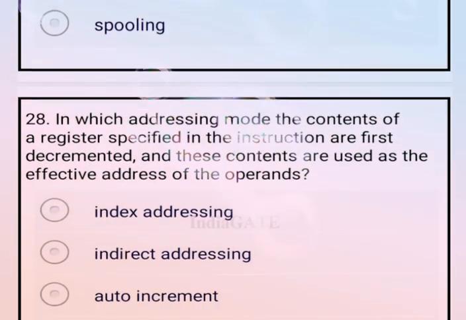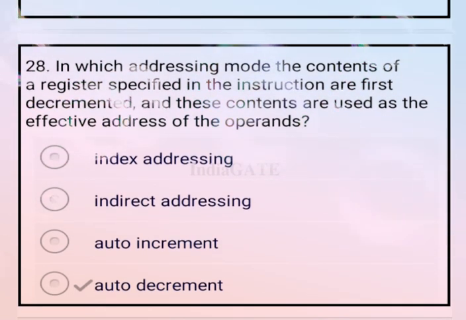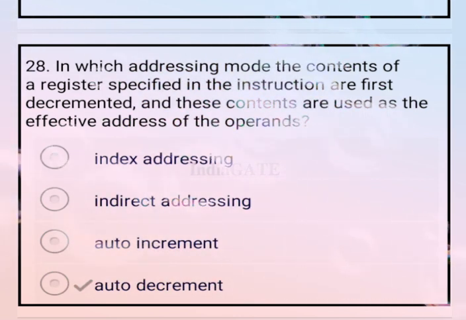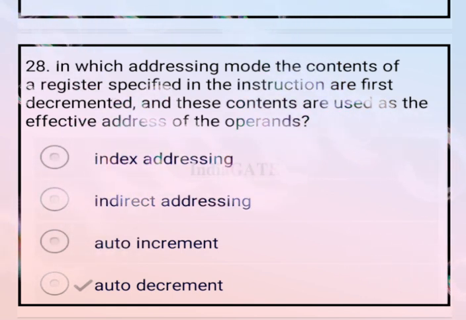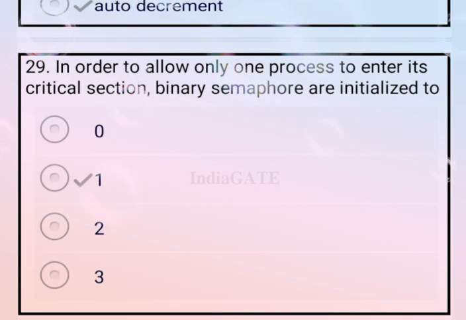Next question. In which addressing mode is the content of the register specified in the instruction first decremented, and then these contents are used as the effective address of the operand? So the correct answer is option D, that is auto decrement. Next question. In order to allow only one process to enter its critical section, binary semaphores are initialized to. So the correct answer is option B, that is 1.